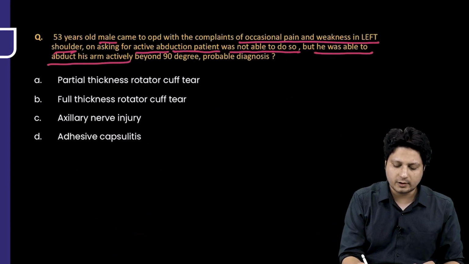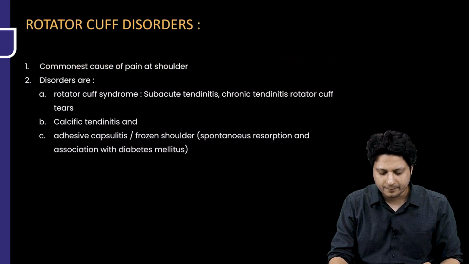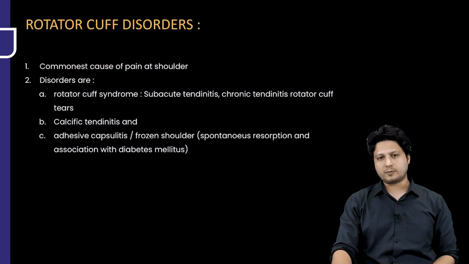So when you ask a patient to initiate the abduction actively by himself, he won't be able to lift it in abduction. But after 90 degrees of abduction, he manages to abduct it beyond 90 degrees. What is the most probable diagnosis for that? So these are the sample questions provided to you.